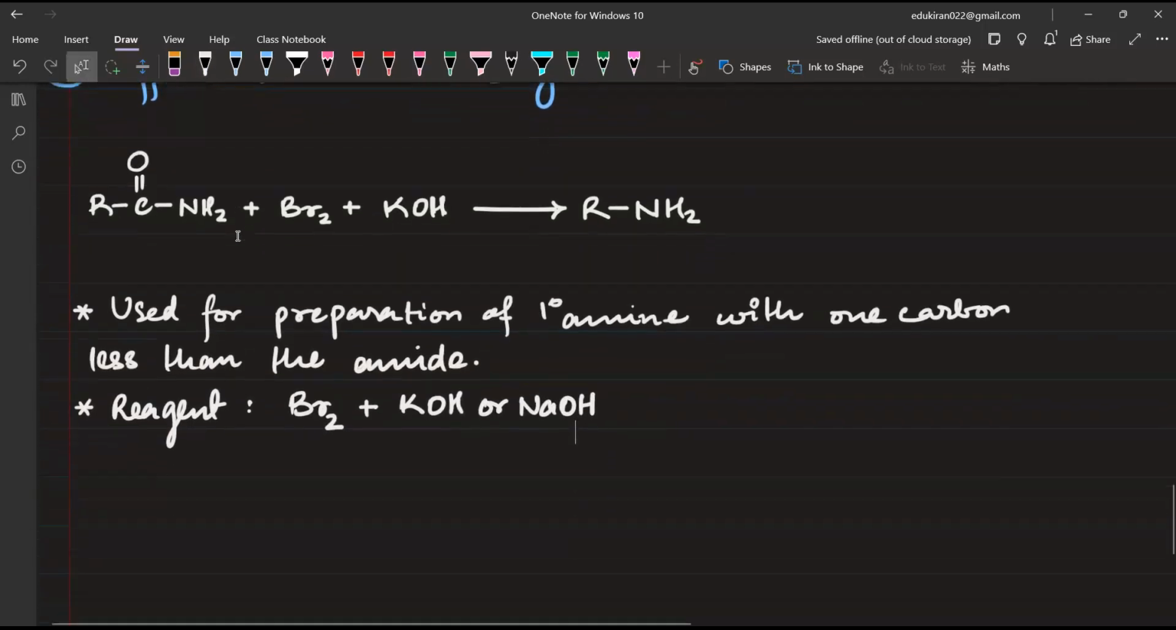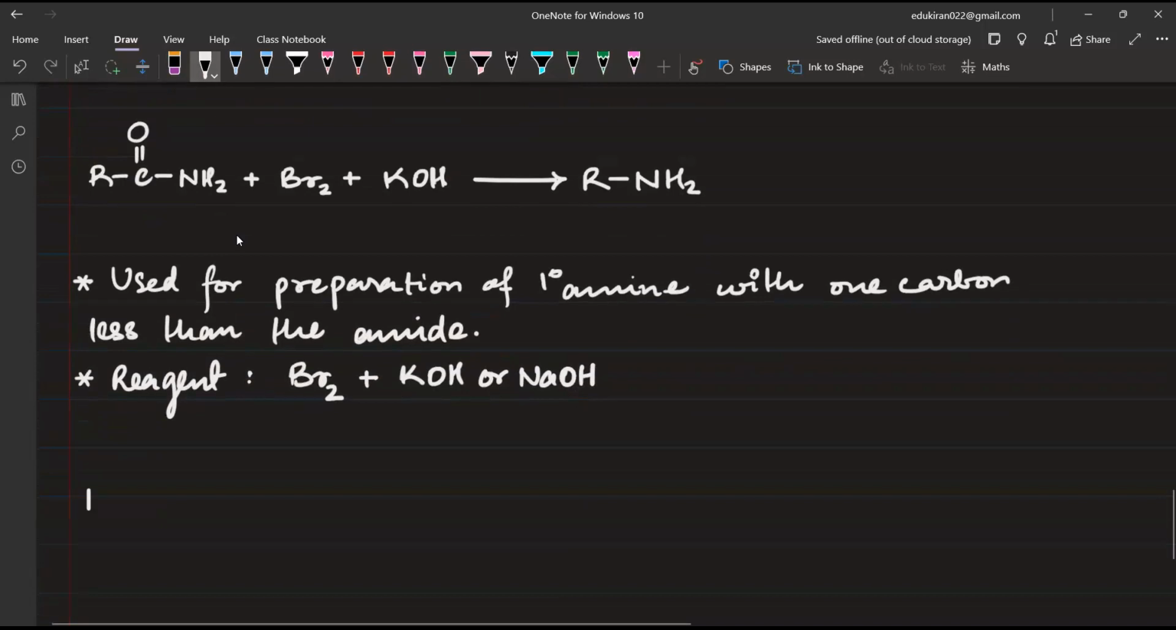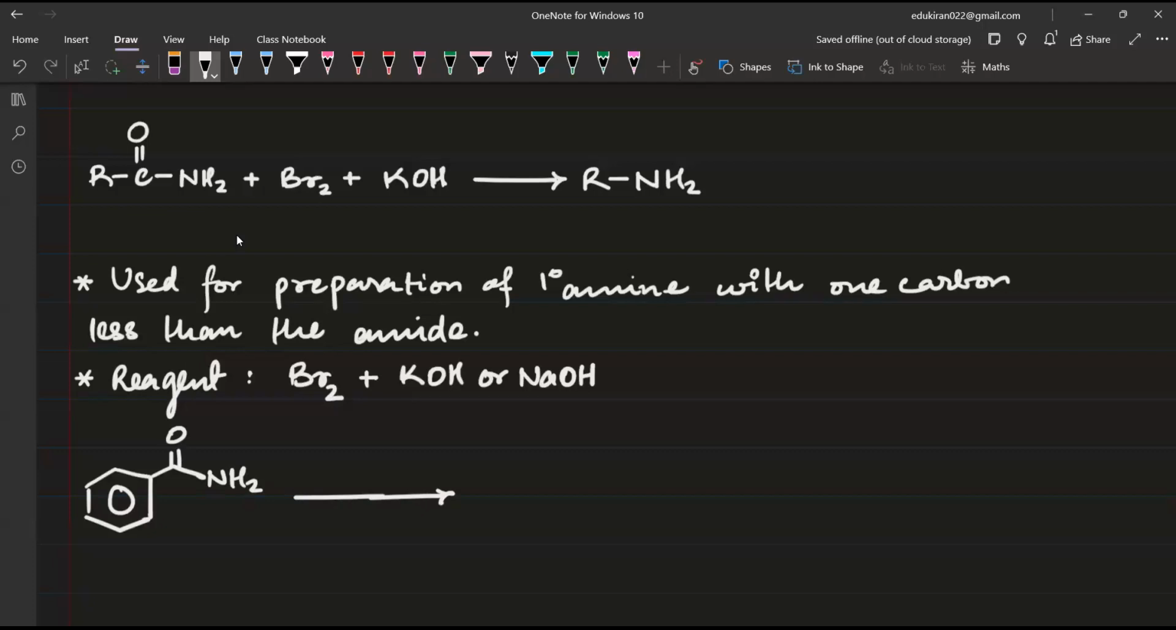Now the same reaction can be shown by something that is containing benzene, and then you have amide, C double bond O, NH2. We'll be using Br2. Let us suppose we use NaOH here, and just remove the C double bond O and attach the NH2 on the alkyl. तो आपके पास benzene ring है. Just remove the C double bond O. Directly NH2 you will get. Now what you are getting here, you are getting aniline.